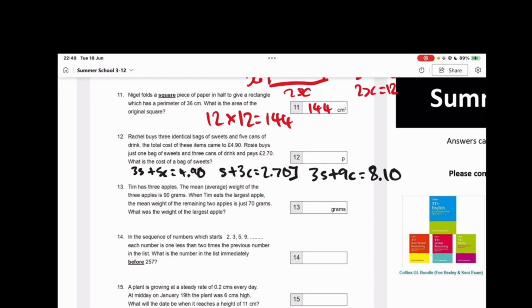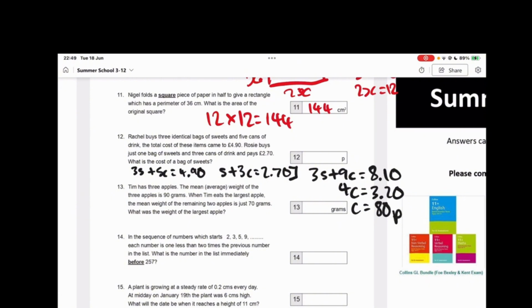So all we have to do here is find what 4 cans is, which is the difference, which will then be £8.10 minus the 4.9, which is £3.20. And then what we can do is find the price of 1 can, which will then be £3.20 divided by 4, which is 80p. And now that we know that, we can substitute it into what we know.